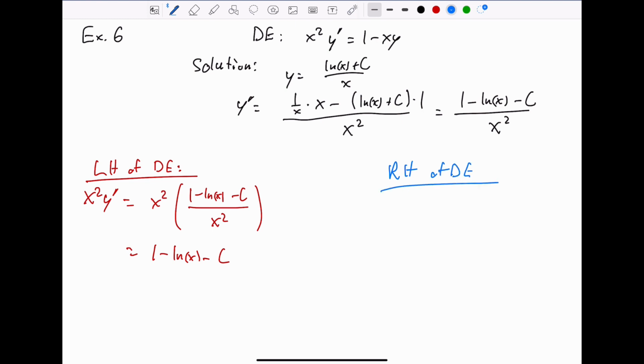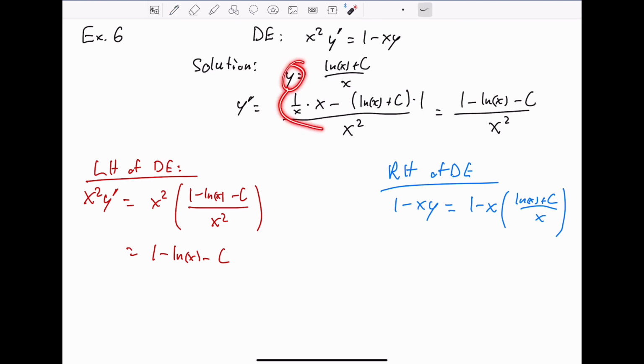Right-hand side of the differential equation is 1 minus xy. And y is this expression here. So we have 1 minus x times y, which is natural log of x plus c over x. I'm just taking this expression for y and plugging it in here. Simplify this now. The x's will cancel. So we have 1 minus natural log of x minus, plus c, so minus c.